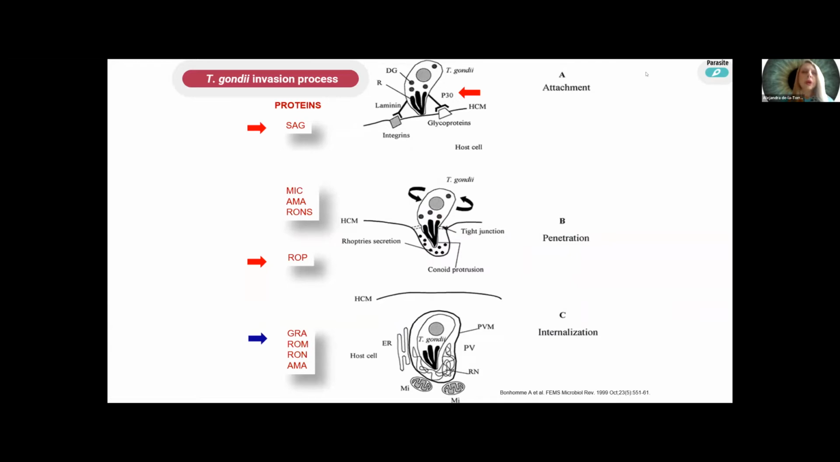These are some of the proteins associated with the Toxoplasma gondii invasion process. One of these proteins is related to the attachment, others are related to the penetration, and another is associated with the internalization. We have been studying for the first time in humans some of these proteins, such as SAG1, located on the surface of the parasite, specifically the P30 protein. We have also been studying rhoptry proteins associated with the penetration, such as ROP18 and ROP16 proteins.